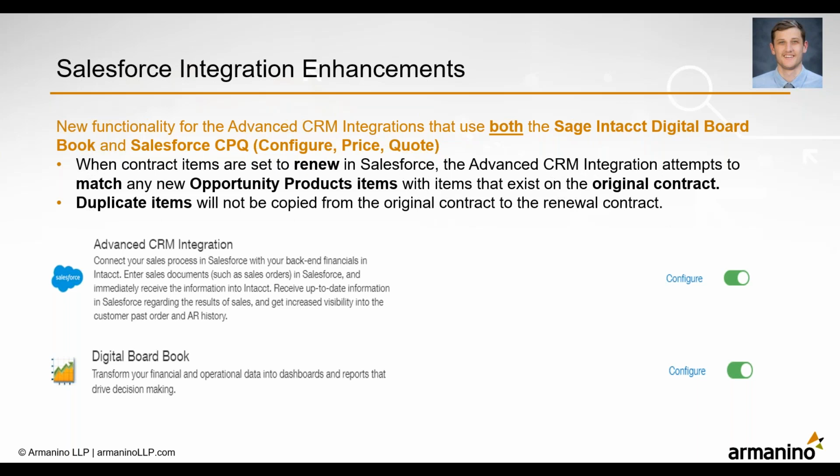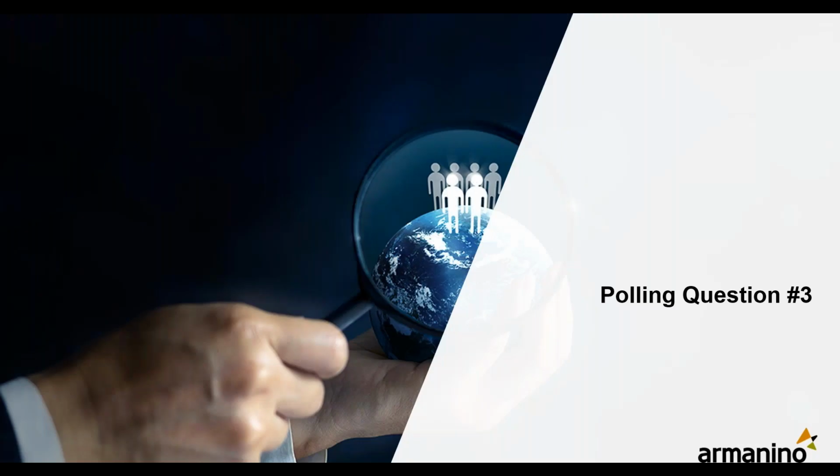CRM integration attempts to match any new opportunity products items with items that already exist on your original contract. So basically what this is going to do also is that duplicate items are not going to be allowed to be copied from the original contract to the renewal contract, which is going to, again, just limit how much you have to do on your own end with cleanup of some duplicates that might flow through. So yeah, it's going to be a good functionality upgrade for you if you have both the digital board book as well as Salesforce CPQ.